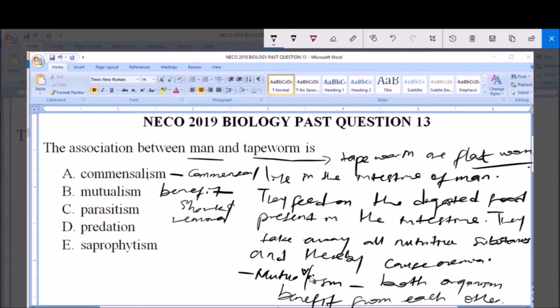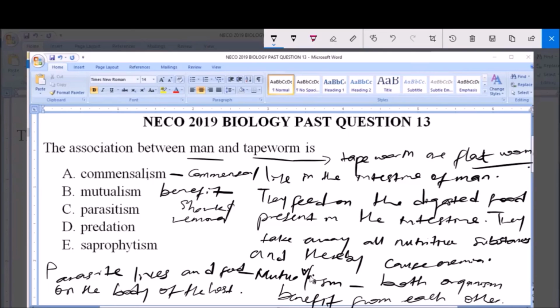Now parasitism is a type of association whereby an organism known as the parasite lives and feeds on the body of the host, and causes damage to the host. That's what parasitism is. Now option D says predation.